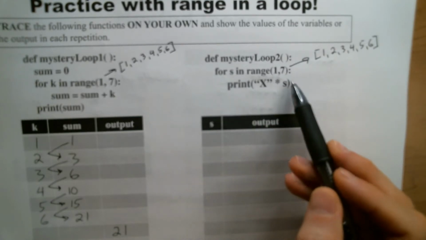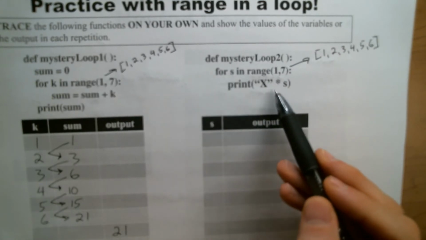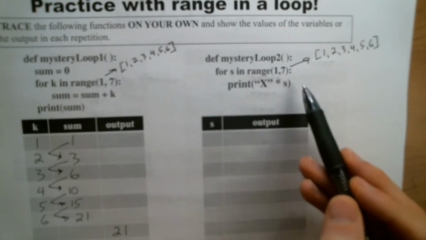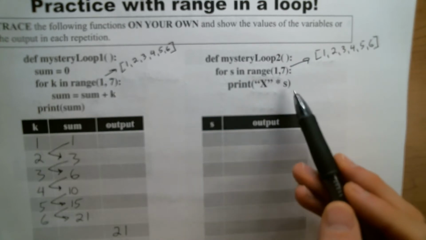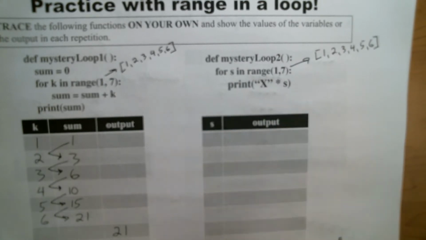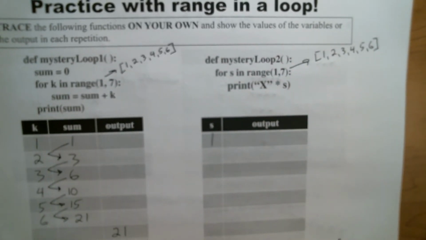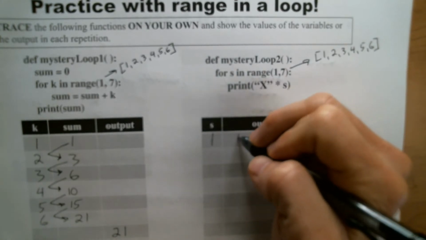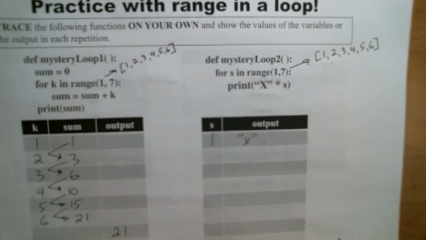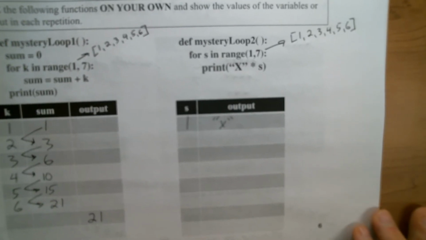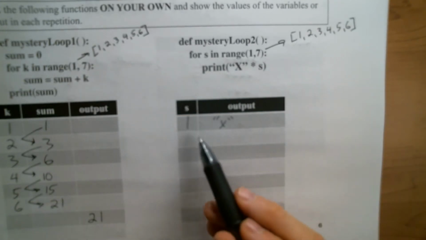And again, we saw this very early on in Python, but if you do X times 4, you'll just get 4 X's. If you do X times 10, you'll get 10 X's. So let's trace this and think about what we'd get. When S is 1, we're doing X times 1, which means we're just going to get that single X. And again, it doesn't print out with the quotes. I'm just putting the quotes there to designate that it's a string. I'll probably drop them on the next one.